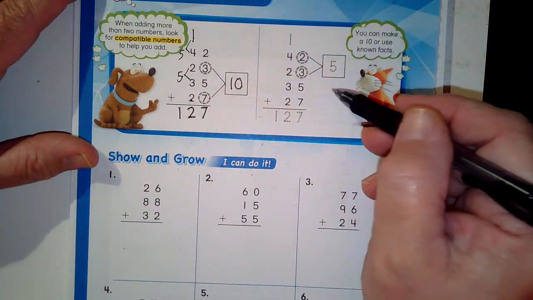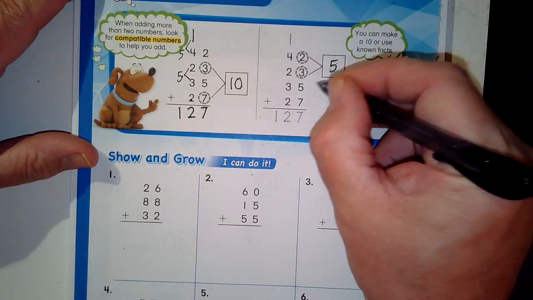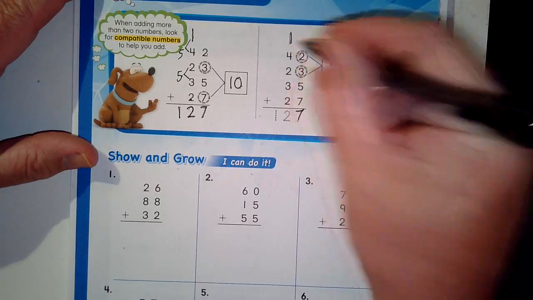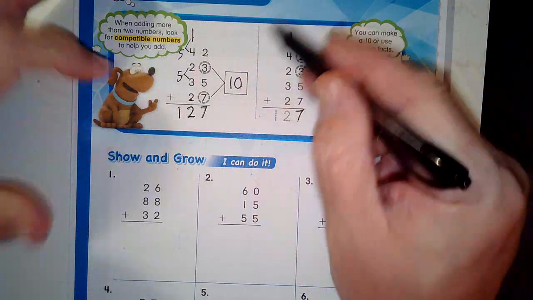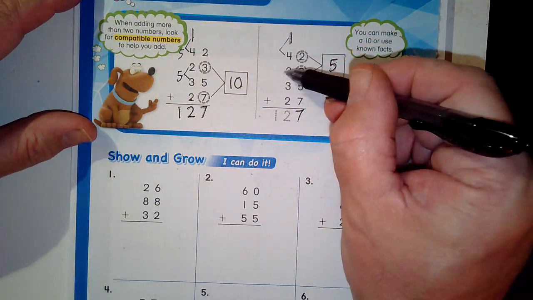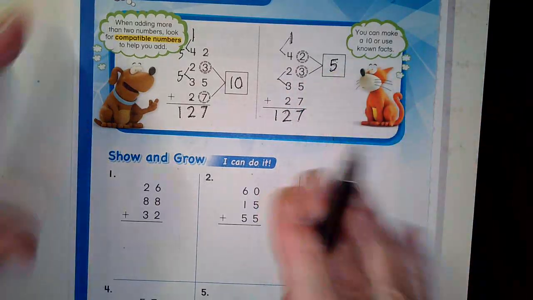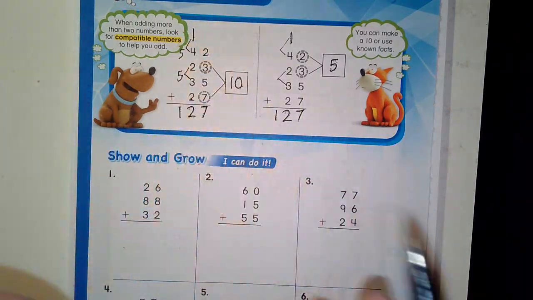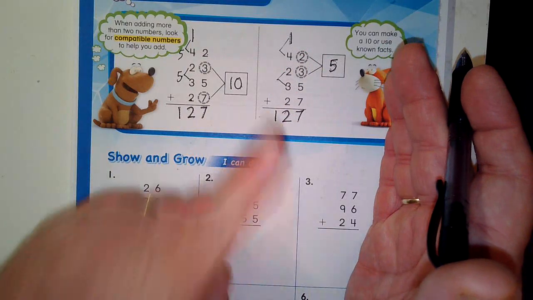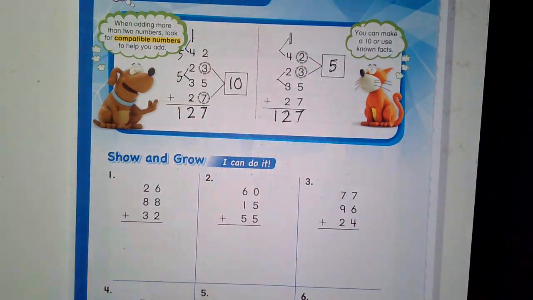Or I can come over here and say 2 plus 3 equals 5. 5 plus 5 is 10. Plus 7 more is 17. And then I have the same numbers over here. 5 plus 5, 5 plus 5 plus 2 more equals 12. If my way does not work the same as somebody else's way, then there's a problem. Okay? You can only use ways that get you the right answer.